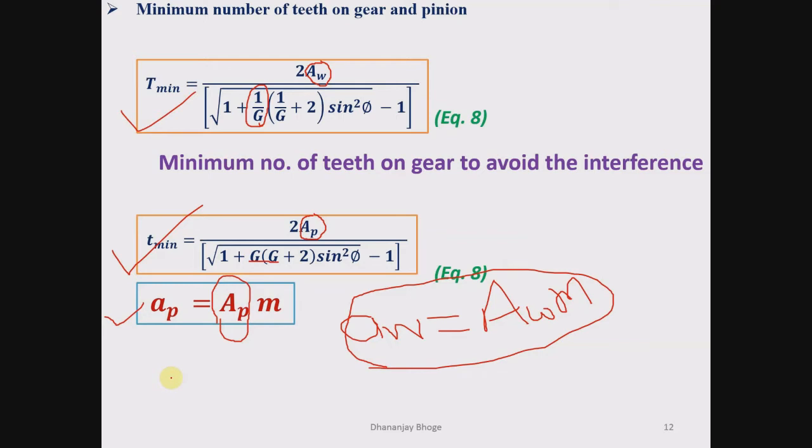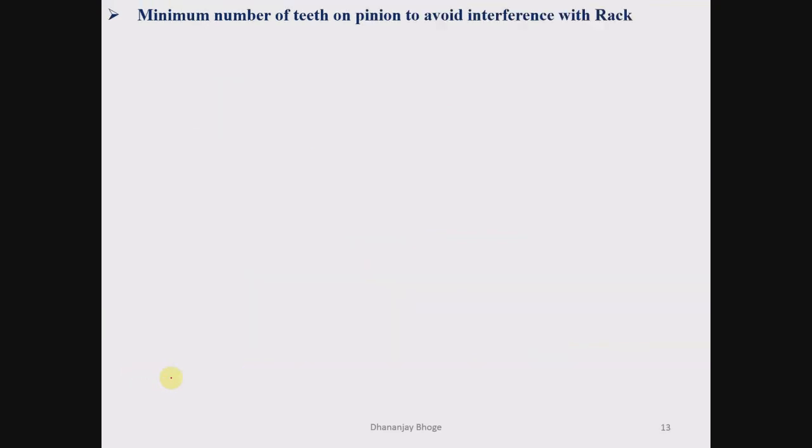Now today we will find out the equation to determine minimum number of teeth on pinion to avoid interference with rack. Now we will do this derivation for rack and pinion.